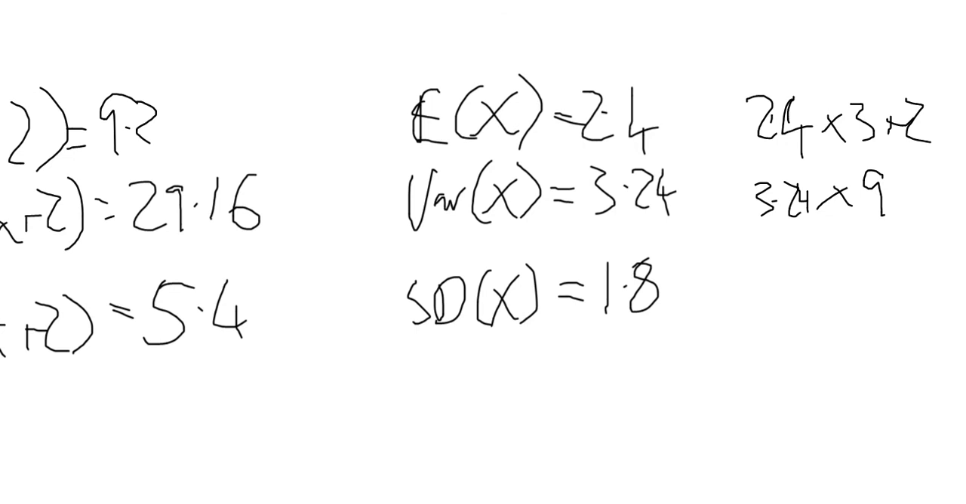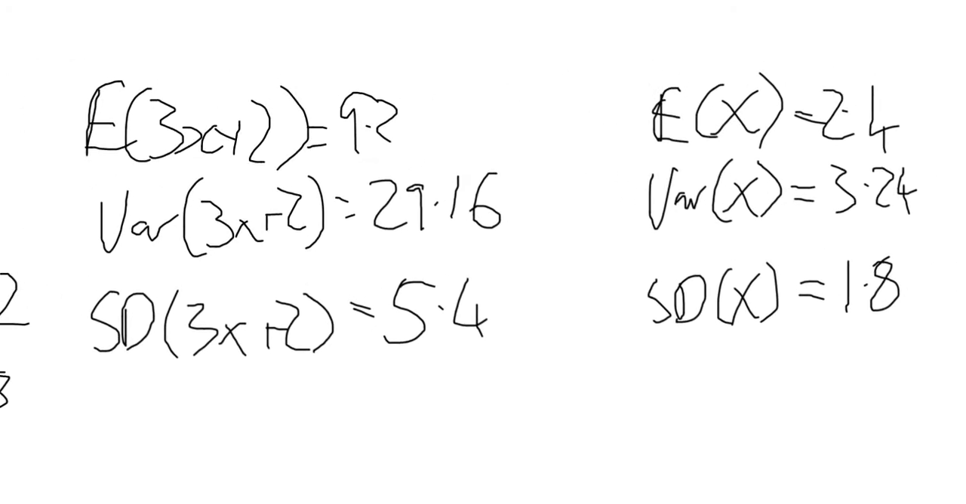Well, we look at the standard deviation, and that's 1.8 times 3. And if you remember that the standard deviation is the square root of the variance, that's where that comes from. So we can ignore what we add on, and we just square the multiplier. We square the 3 because it's 3x plus 2, so that's why we multiply it by 9.